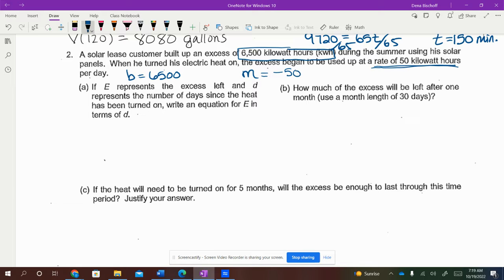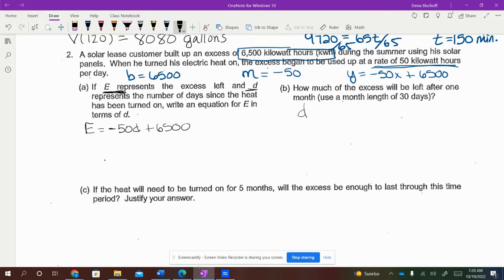I'm taking away from the beginning amount. So if I were to write this in slope-intercept form, y equals negative 50x plus 6,500. However, I have to use the specialized variables. E represents the total amount, the excess, and then we're letting D represent the number of days. So E, the excess, equals negative 50 times the number of days plus 6,500. So there's my equation.